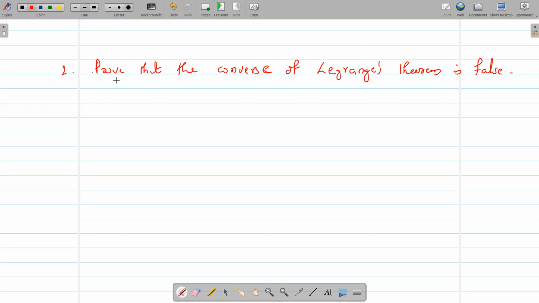അടുത്ത problem, prove that the converse of Lagrange's theorem is false. എന്തായിരുന്നു Lagrange's theorem? Order of every subgroup of a finite group divides the order of G. Order of every subgroup H of a finite group divides order of G.